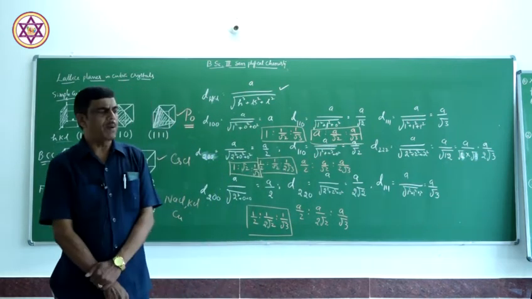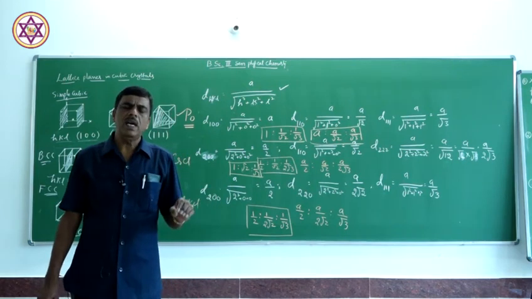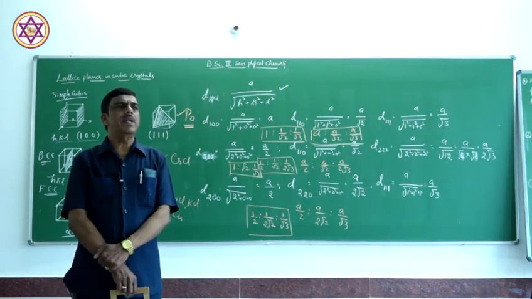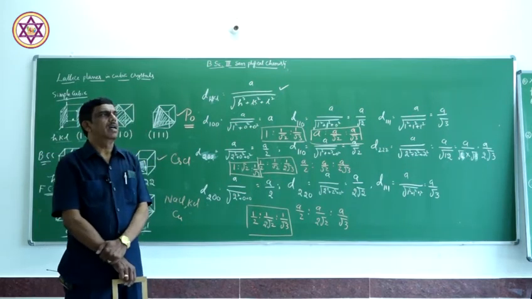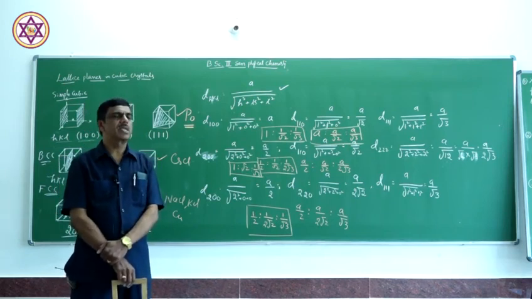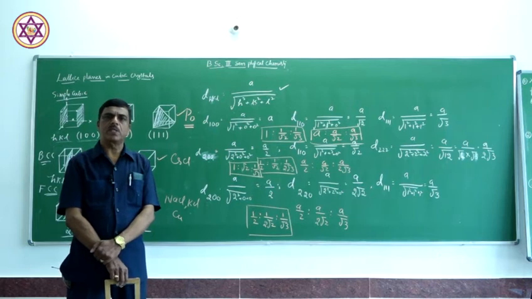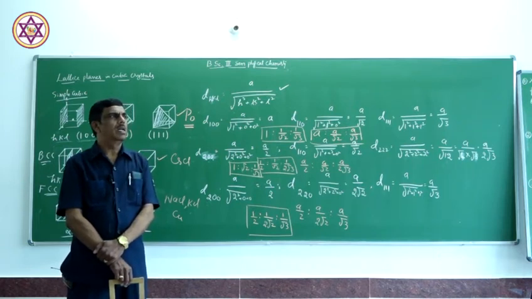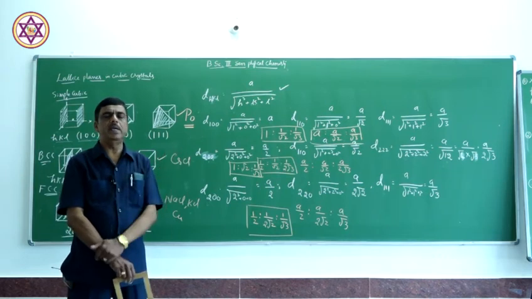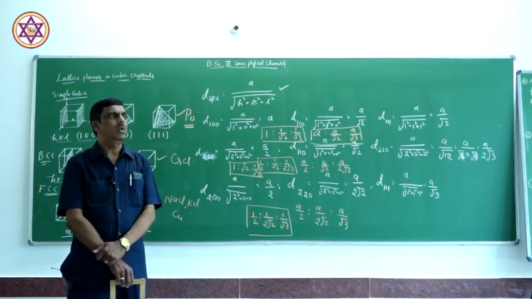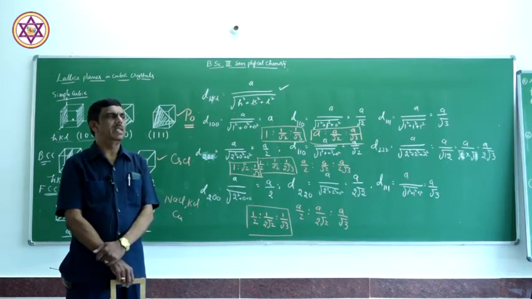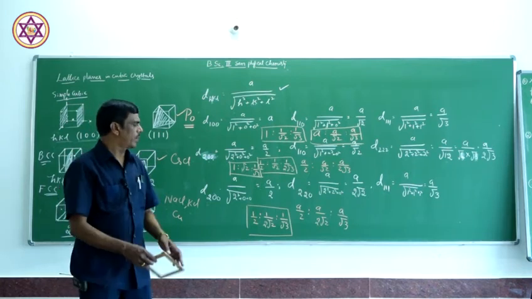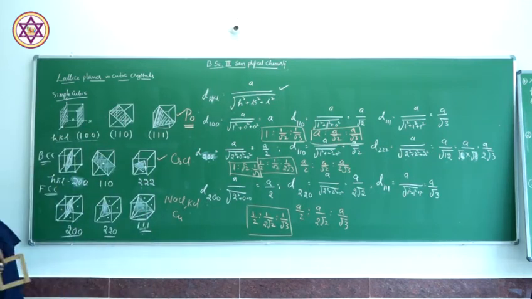Now, the problem is how to find out the interplanar distance ratio. To find it out, an expression was derived by Bragg, and that equation is called Bragg's equation. Bragg derived an expression to find out the interplanar distance d_hkl. We shall derive Bragg's equation now.